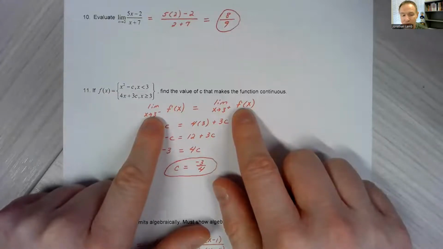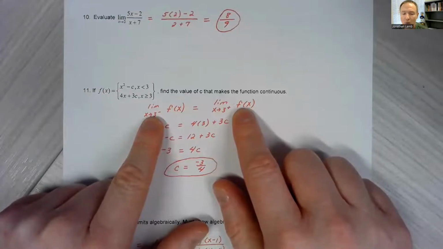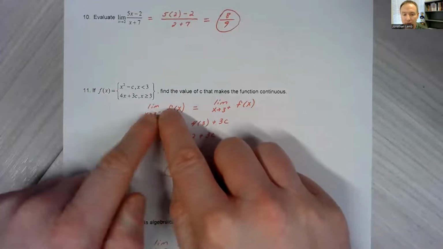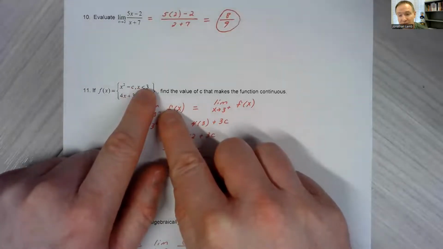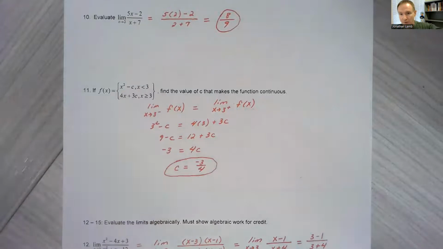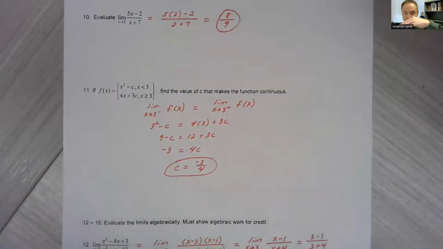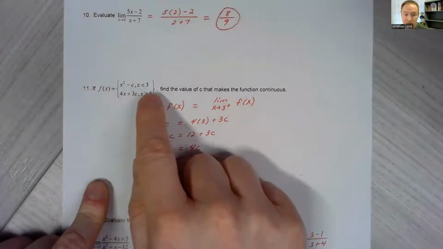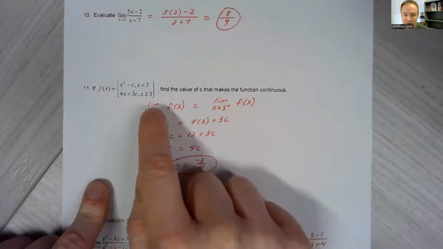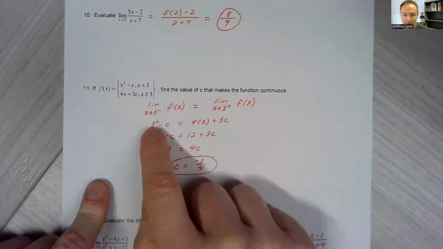So as I approach 3 from the left, and here's where students will get confused, they'll think, well, you can't plug a 3 in from the left because x has to strictly be less than 3. You still need to know the open circle that it's approaching so that you can make the left-hand limit equal to the right-hand limit. So I literally have to plug 3 into the first function and 3 into the second function to get the limit from the left and the limit from the right.